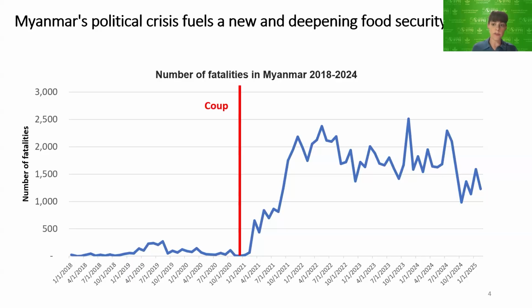But after a brief period of democracy, a military takeover in February 2021, that red line, plunged the country back into war. And as shown in this figure, the number of fatalities surged dramatically following the coup in 2021. This conflict has led to economic collapse, mass migration and displacement, and widespread poverty in Myanmar.